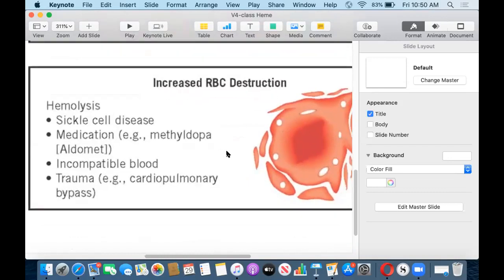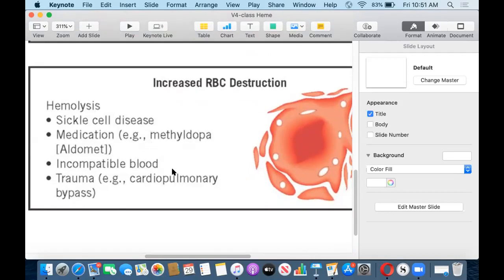We say increased because it is normal for the body to destroy a certain amount of RBCs, recycle them, and generate new ones. But increased RBC destruction leads to unhealthy levels of anemia. And so you've got some various classes here. We know sickle cell disease, which we're going to talk about, causes them to be destroyed. Certain medications can cause destruction.